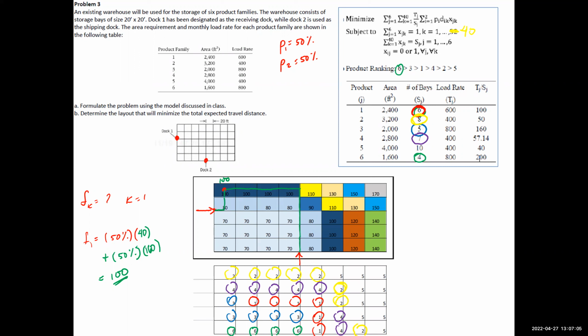Yeah. So this is part of the problem, right? So that figure is given, so you have an understanding of the location of the docks and the size of the warehouse.